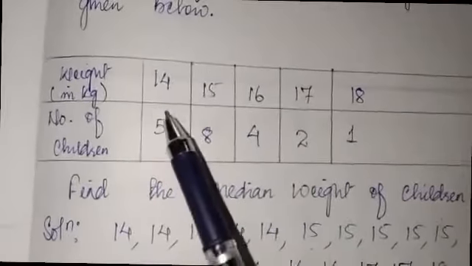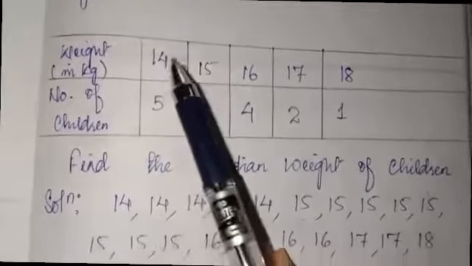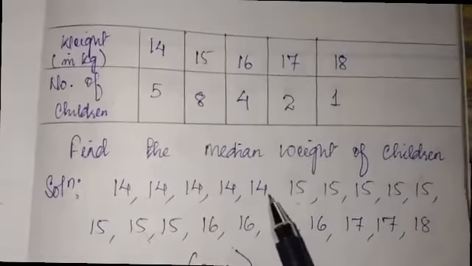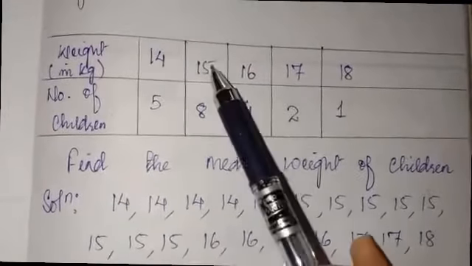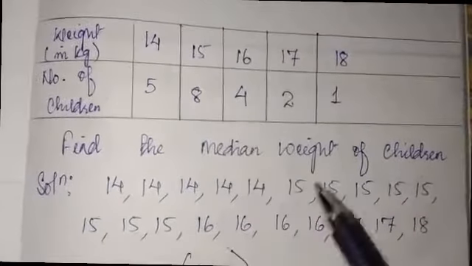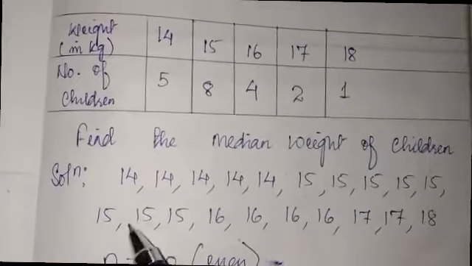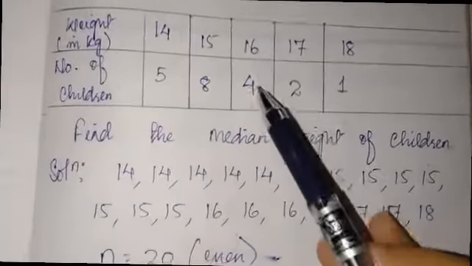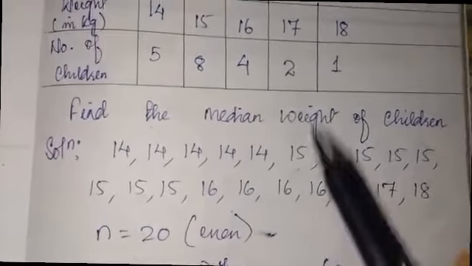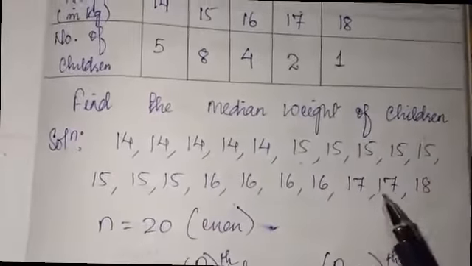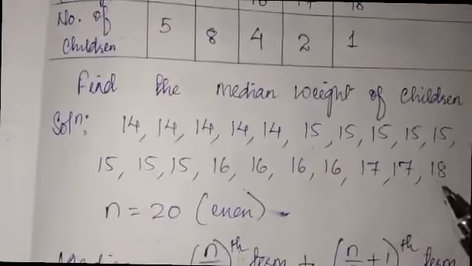So to find the median, 5 children have 14 kg. So 1, 2, 3, 4, 5. 5 children have 14 kg weight. 15 kg, 8 children have. So 1, 2, 3, 4, 5, 6, 7, 8. 16 kg, 4 children. 1, 2, 3, 4. 17 kg, 2 children. 1, 2. And 18 kg, 1 child.